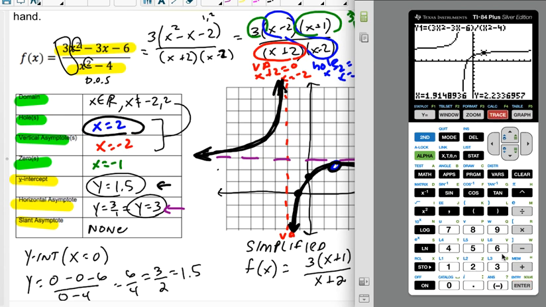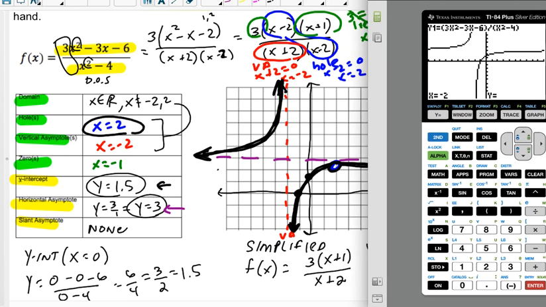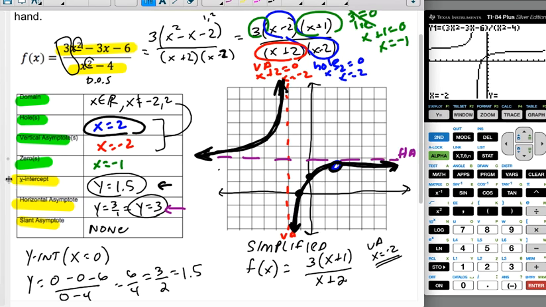The same thing would happen if I hit trace and try to hit negative 2. Same thing, there's a vertical asymptote at negative 2. That's why the graph has no value, right? But you can kind of see how that works out. You see that it looks like our graph, and I could certainly change the window on the calculator to confirm that it's exactly the same, but you get the gist.